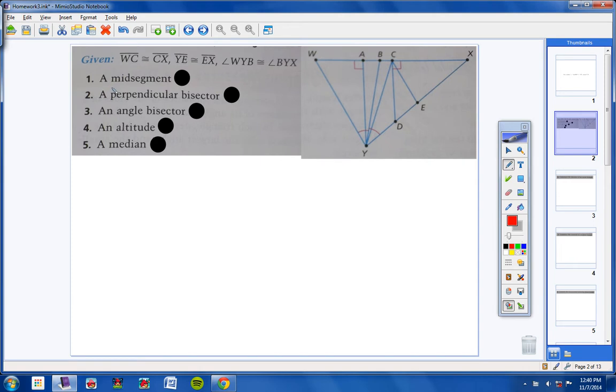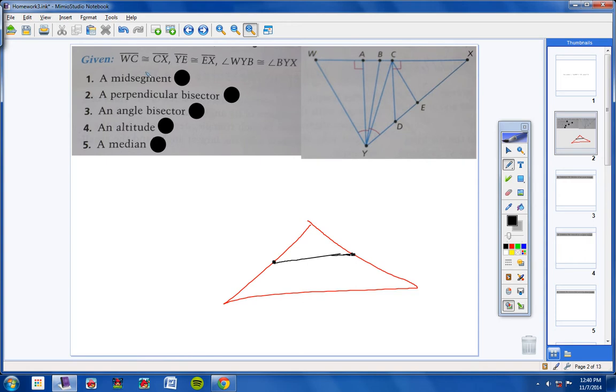They want to know where the mid-segment is over here. Now remember, a mid-segment always connects the midpoints of two sides of a triangle. Like here's a midpoint, here's a midpoint, okay? It does not come from a vertex. So let's look for a segment up here that is at the midpoints of two sides.